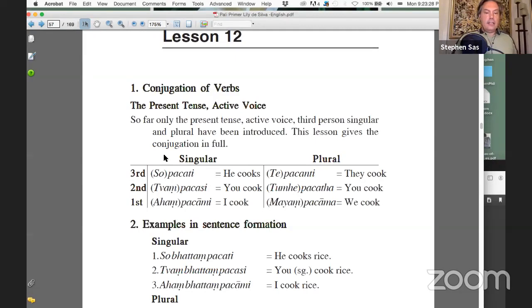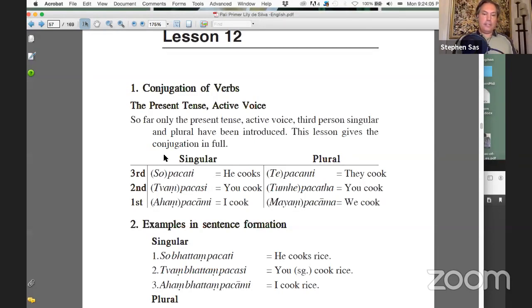Now tvang is you. It's a bit sounding to me at least like the word thou, tvang. And the plural of tvang, which is all of you, which we don't have a great word perhaps unless you're from the south of the United States, where you might say y'all. The answer is tumhe, you all cook. And then the first person, I, ahang, I cook. And then we, which is the plural of the first person, we cook, is mayang.